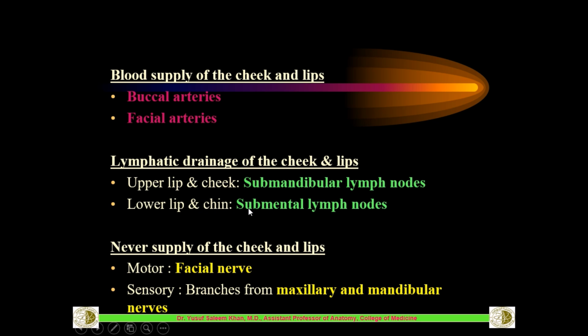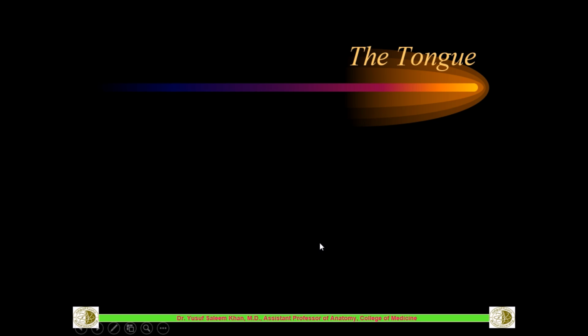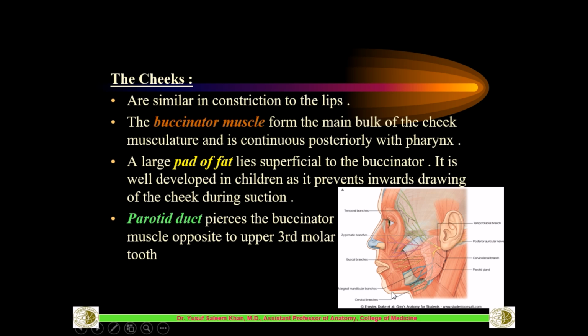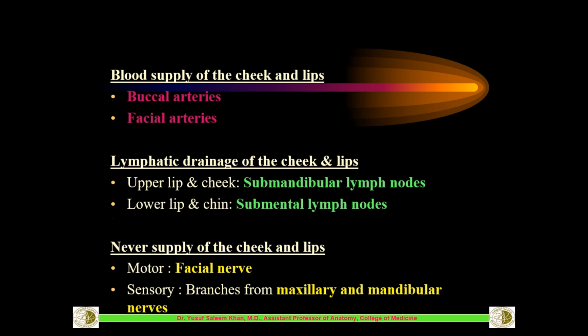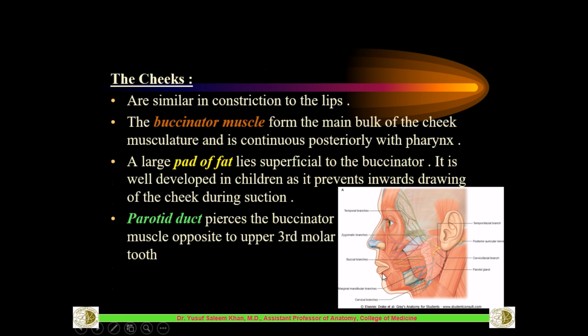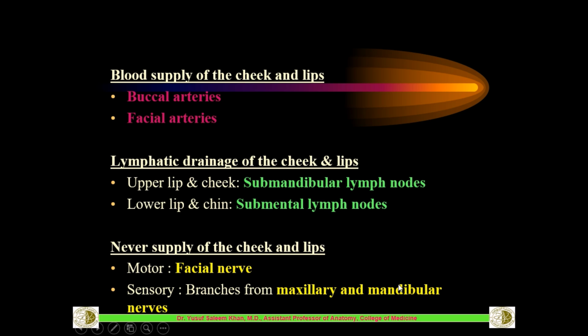But the lower lip as well as the chin will be draining into a small group of lymph nodes here, just below the symphysis menti. This is called the symphysis menti. Just below this there will be a small group of glands. These are called the submental group of lymph nodes. So the lower lip as well as the chin will be drained directly into this submental group of lymph nodes.